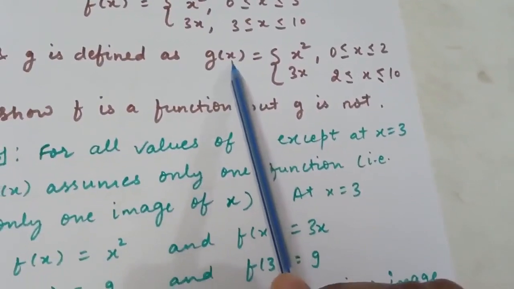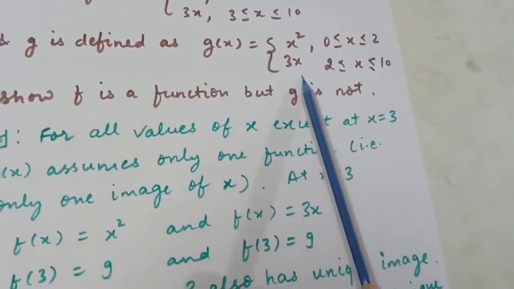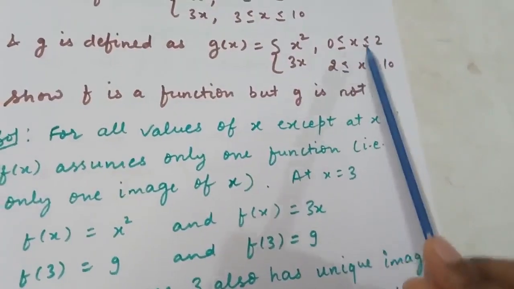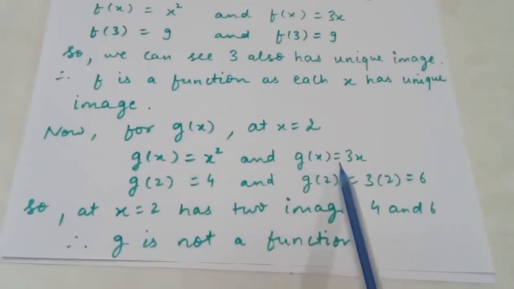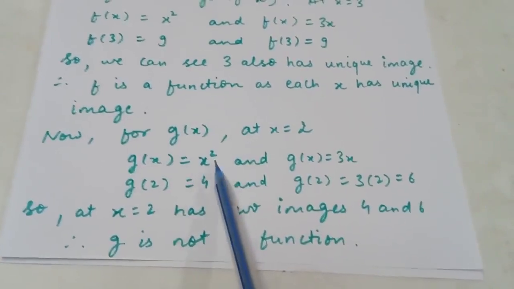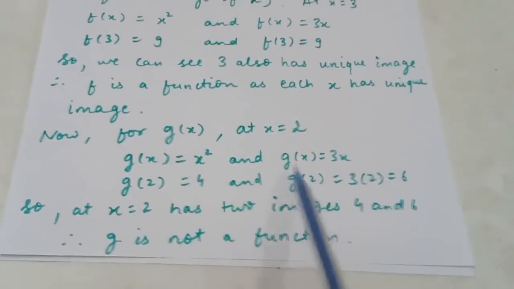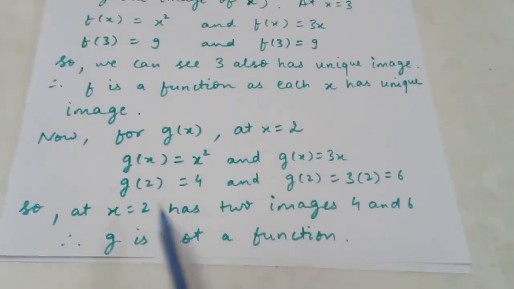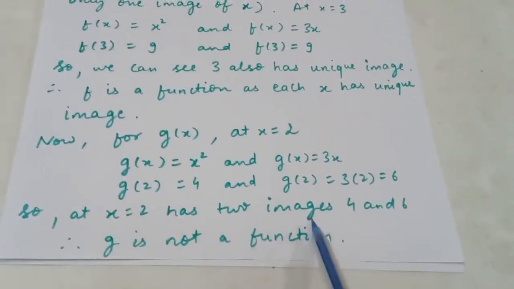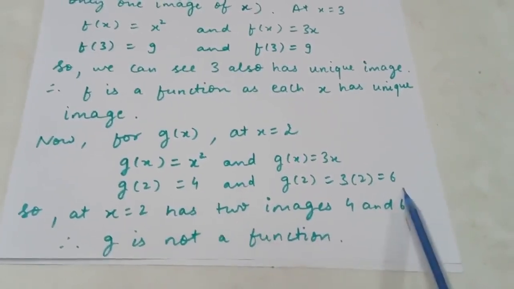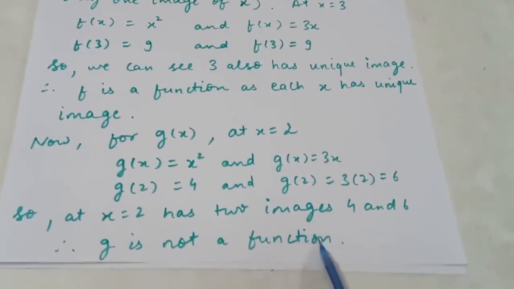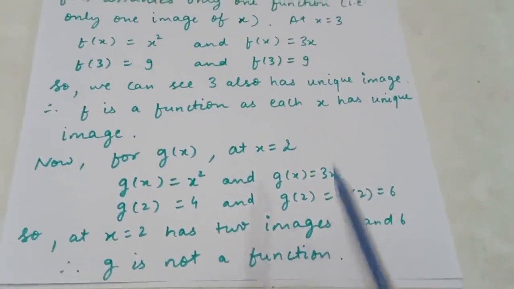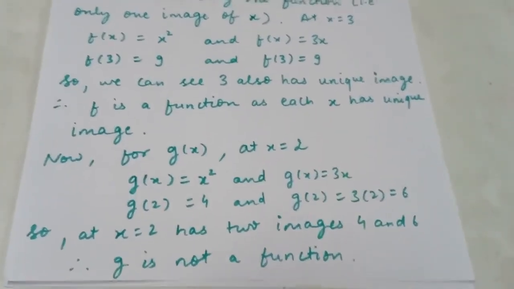Now see the function g(x), it is x square and 3x. At 2 we can see g(x) assumes two functions, right? So for g(x) at x equal to 2, g(x) assumes these two functions. g(2) will be 4 when g(x) is x square and g(2) will be 6 when g(x) is 3x. So g is not a function because at x equal to 2 it has two images, 4 and 6. So g is not a function because the image is not unique at x equal to 2. So this is what we wanted to show, that f is a function but g is not a function.